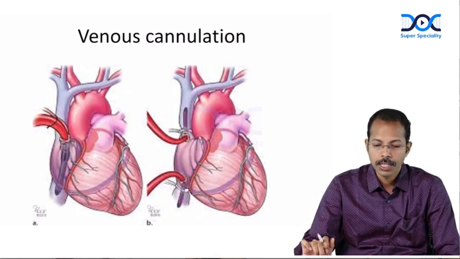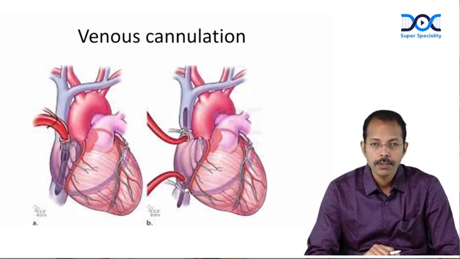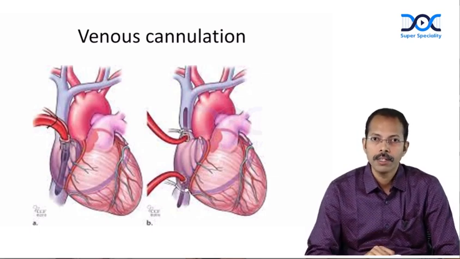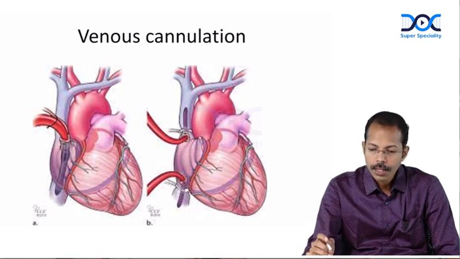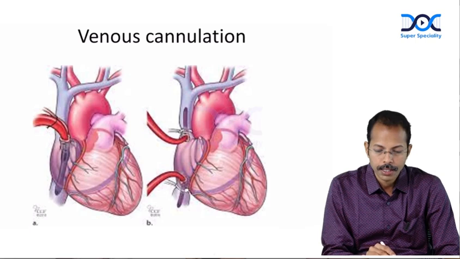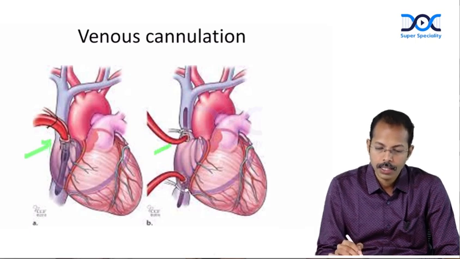Next, we are going to see about venous cannulation. As I told, the deoxygenated blood will have to be drained from the heart, so that in this picture, you people can see that here there is a single cannula, and here there are two cannulas.